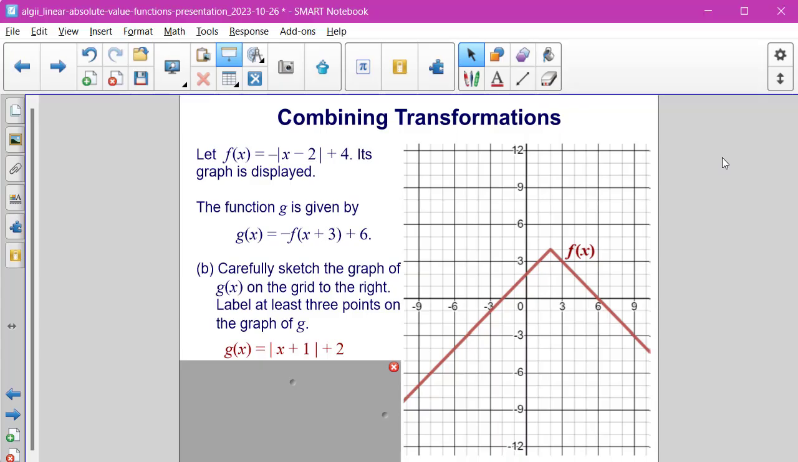Next, we're going to carefully sketch the graph of g of x on the grid to the right, and we're going to label at least 3 points on the graph of g.